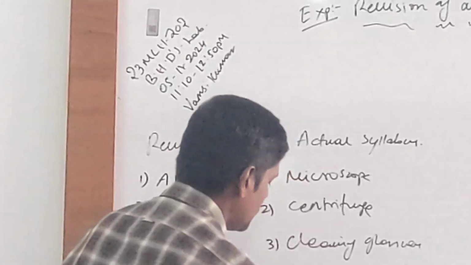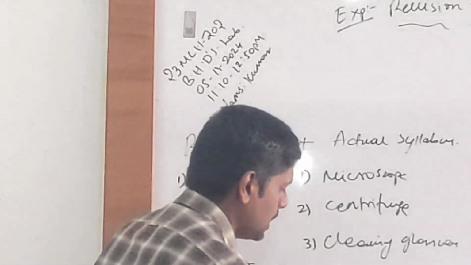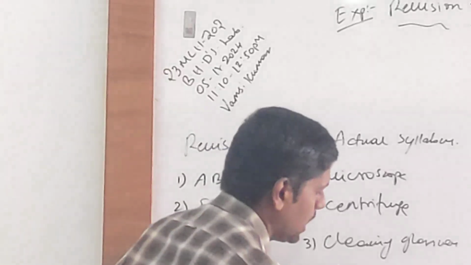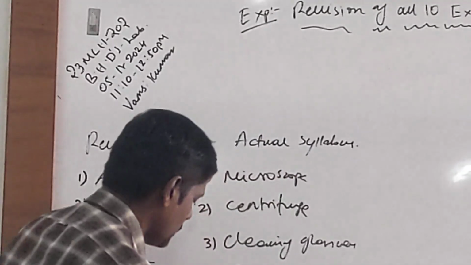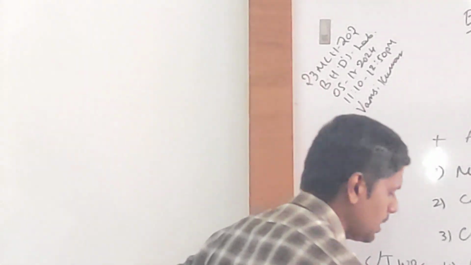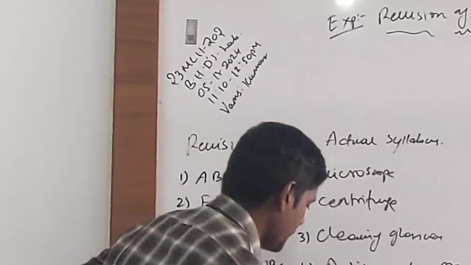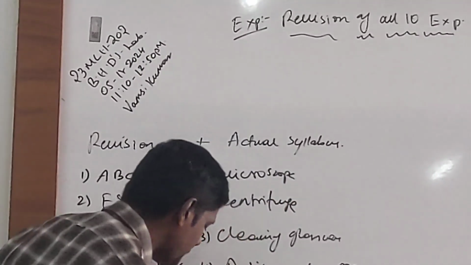Phlebotomy. Then sixth one, cleaning of glass cages. Okay, cylinders. Actually, this is cleaning of cylinders. Then preparation of stains and other reagents, preparation of staining and reagents in hematology lab. Okay. Preparation of stains.